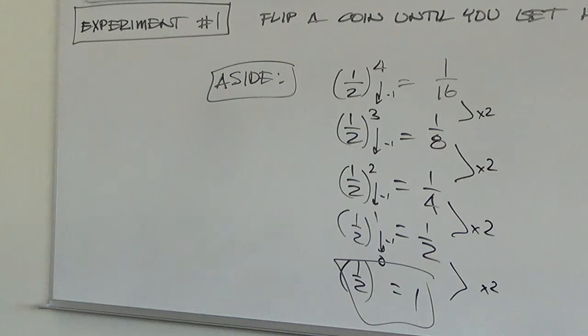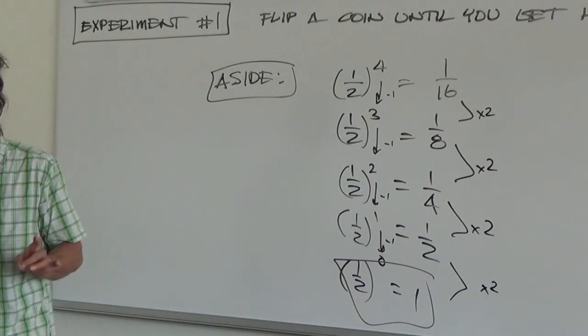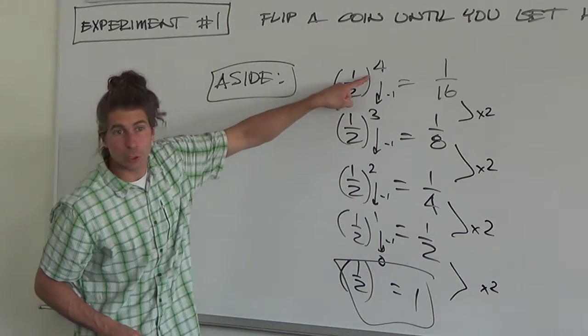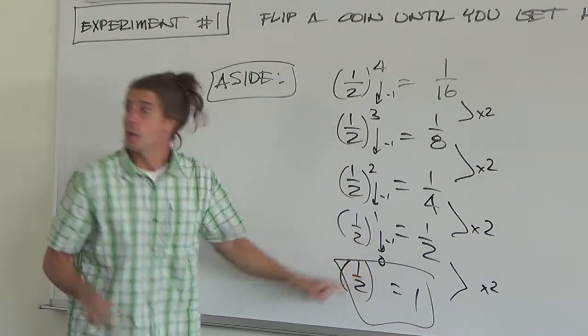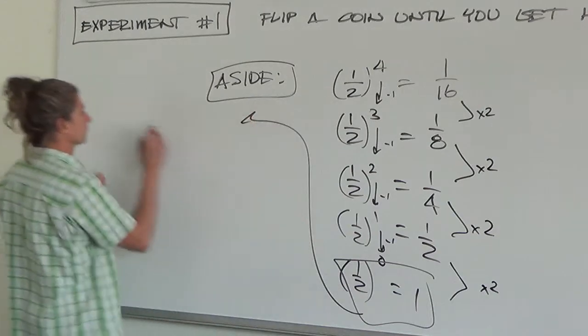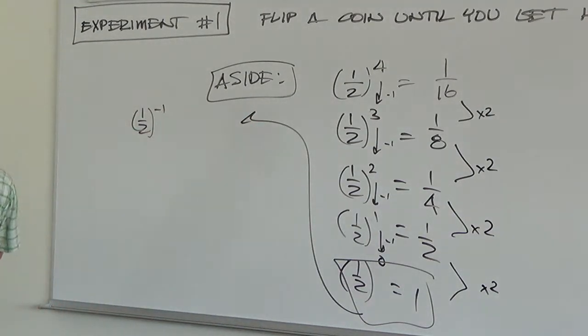Now, don't believe this right now. In order for it to be a true pattern, it would have to continue past 0. What's the next integer past 0? 4 to 3 to 2 to 1 to 0, then -1. Let's keep the pattern going. 1/2 to the -1. What is 1/2 to the -1 power? Do you remember?